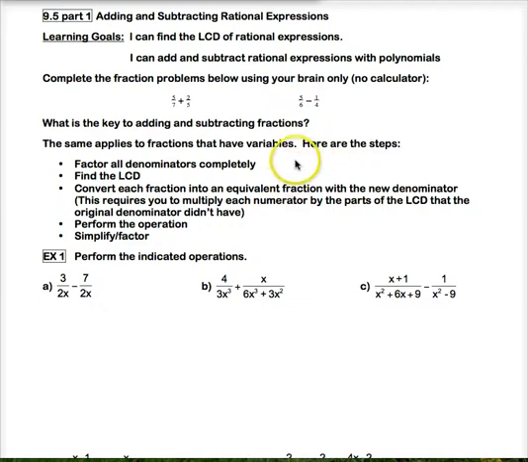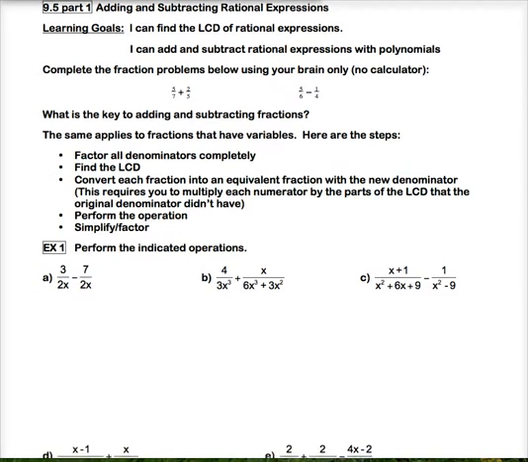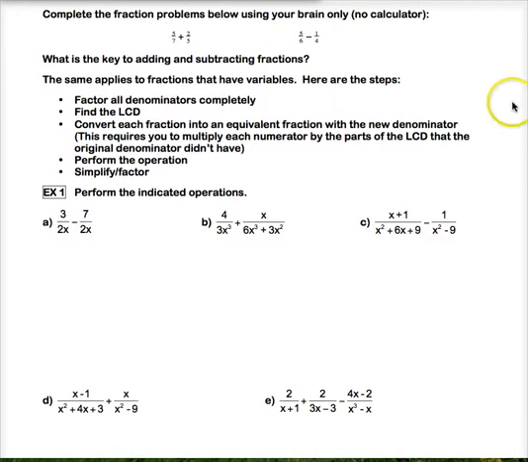So all of these are going to be polynomial fractions where we've got variables in the numerator and/or the denominator. So just as a warm-up, what I would like for you to do is to complete these two fraction problems below using your brain only. Do not touch the calculator, because it does no good; you're not going to be able to have a calculator help you for most of what we are doing in this lesson. So go ahead, pause it, and try to complete these two fraction problems without your calculator.